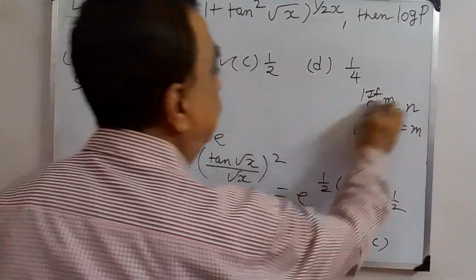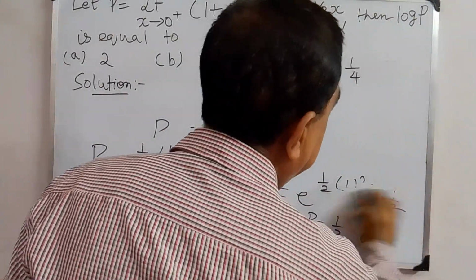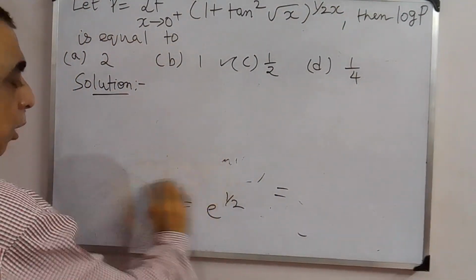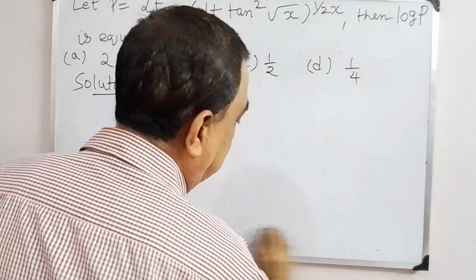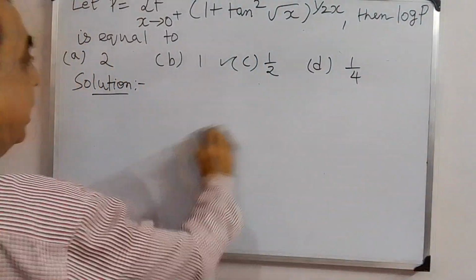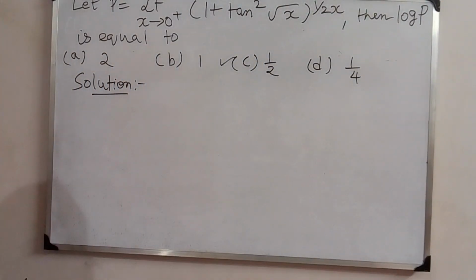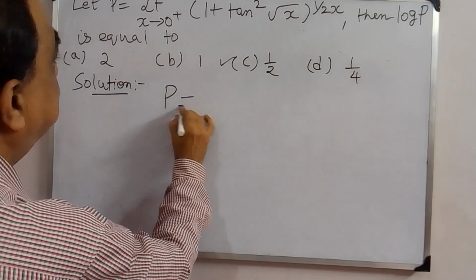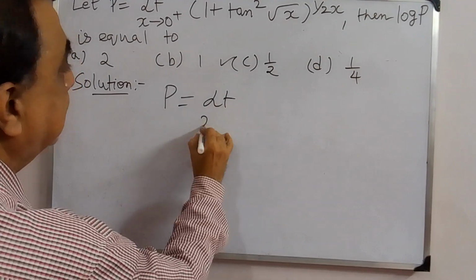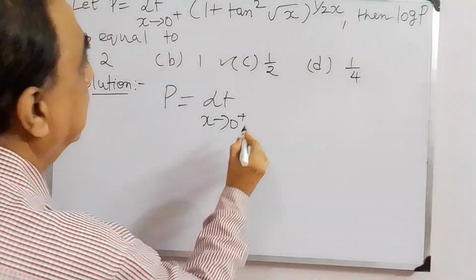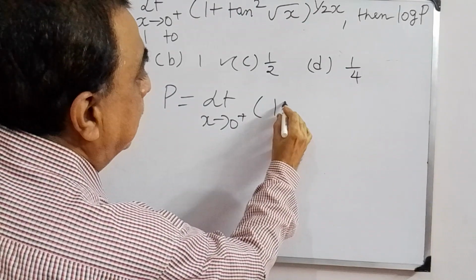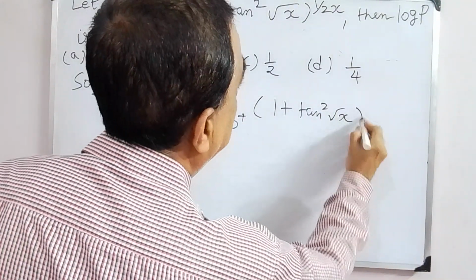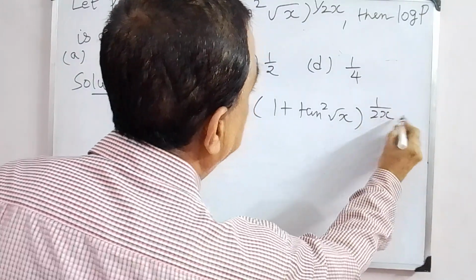Now we can do this sum another way also. I am showing you the second method without using the formula. Here I used the formula for doing the sum. Now I am doing this sum without using the formula. So how will we do this? See here. Here p is given to us: limit x tends to 0 plus, of (1 plus 10 squared root x) whole to the power 1 by 2x.